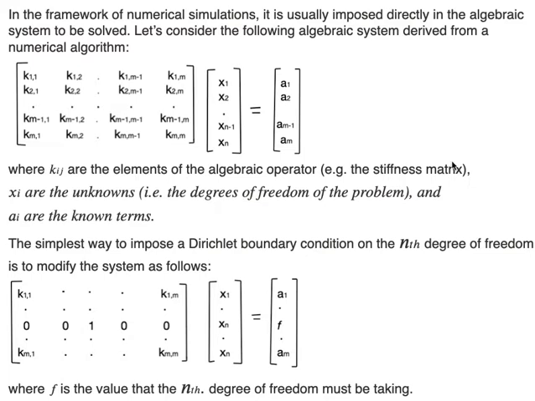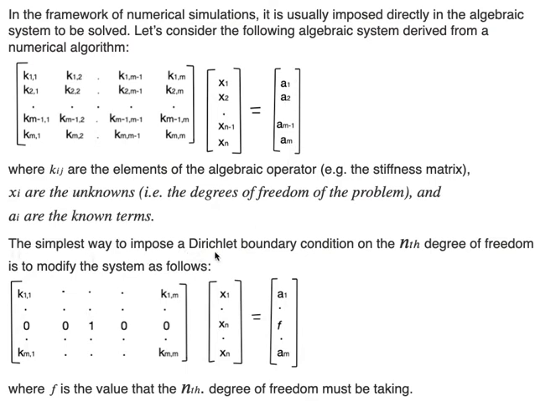For example, the stiffness matrix. Here x1, x2, up to xr are the unknowns, that is the degrees of freedom of the problem, and ai are the known terms.